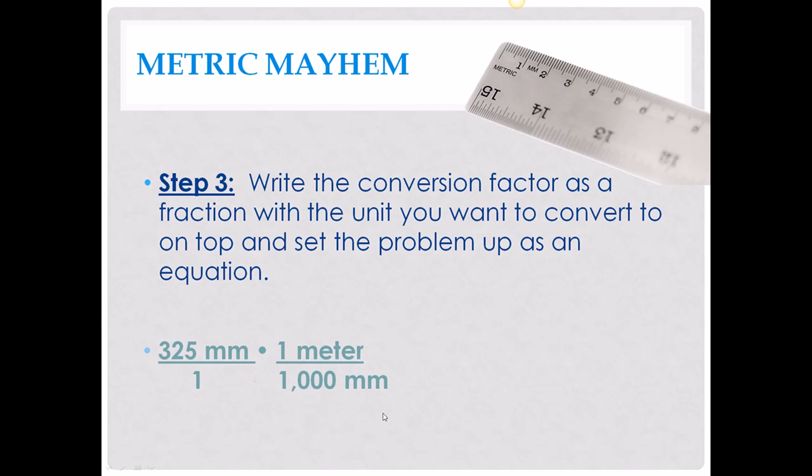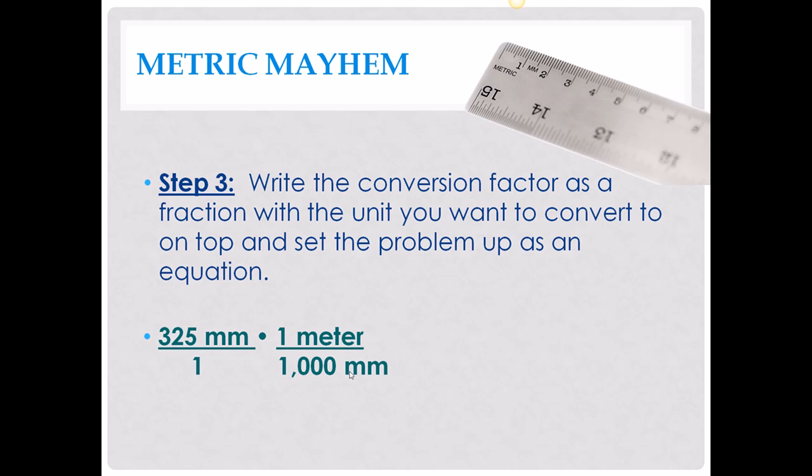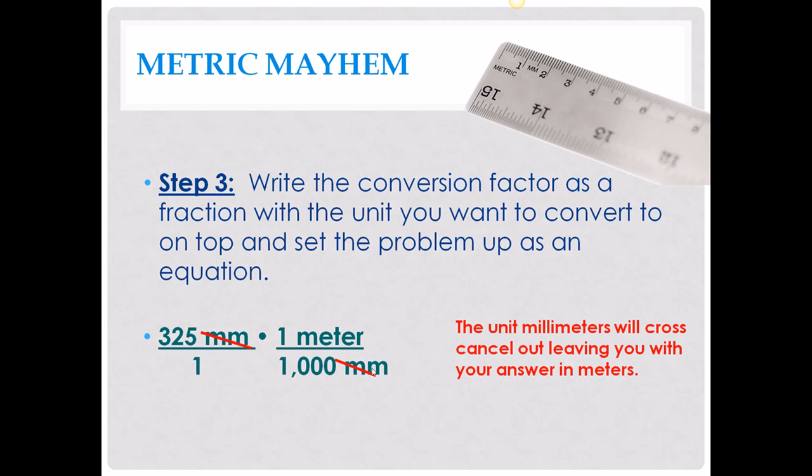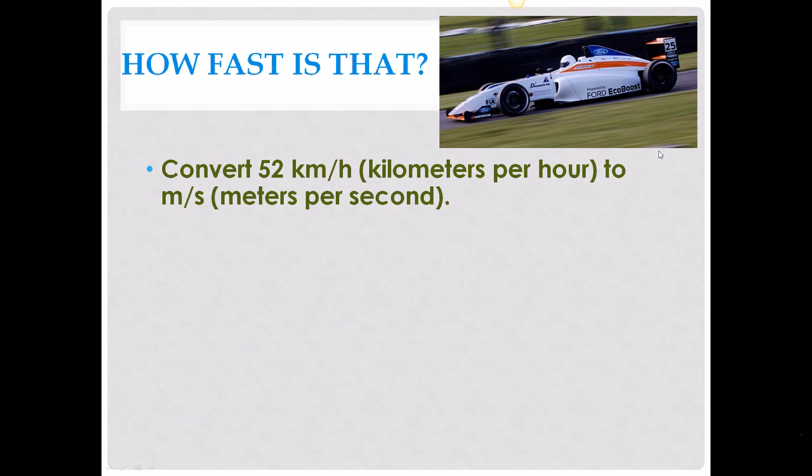All right, so 1 meter is 1,000 millimeters, and they gave us 325 millimeters. Again, notice diagonally. Those millimeters cancel out with millimeters, and I'm only left with one word here, and it's meter. So we multiply straight across. 325 times 1, 325. 1 times 1,000. So you have 325 divided by 1,000, gives you 0.325 meters. Ta-da!